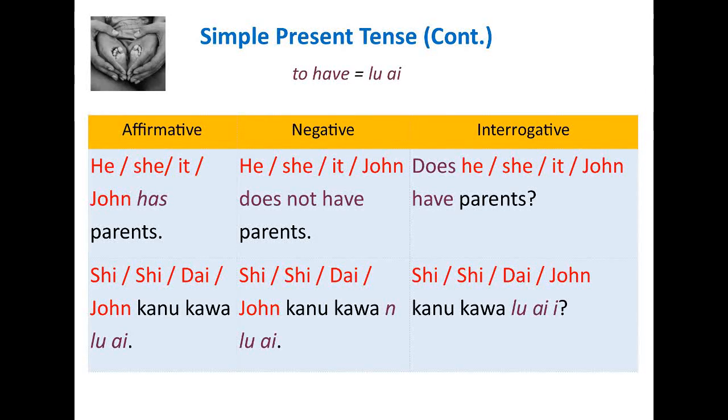Let's learn how to form interrogative question sentence. Does he have parents? She gnu gua lu ai e. Does she have parents? She gnu gua lu ai e. Does John have parents? John gnu gua lu ai e.